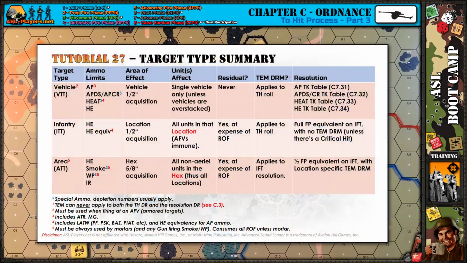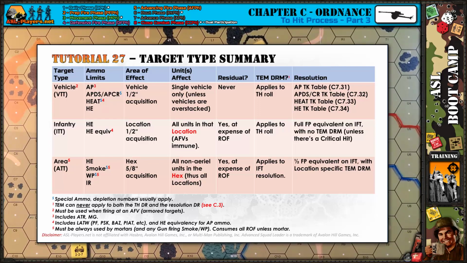Okay, here we have a table showing the three different target types, and across the top we've got the target type, ammo limits, the area of effect, the units affected, whether they leave residual firepower or not, and how the TEM die roll modifier is used, and resolution. So let's go back to the TEM die roll modifier. You see a little red 1 superscript.